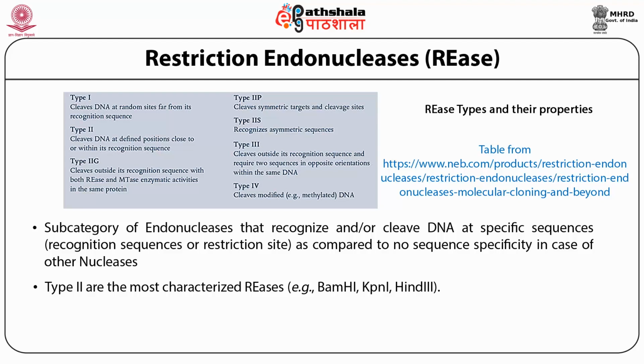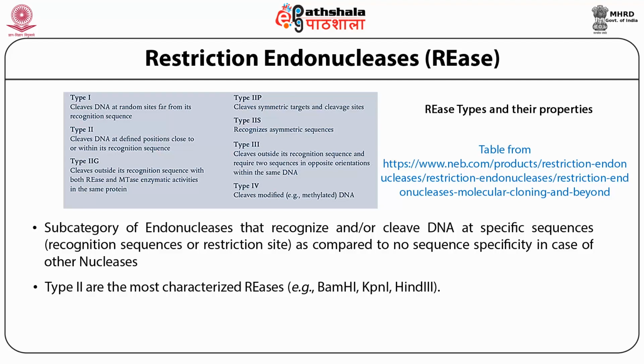While there are type 2 restriction endonucleases, they usually cleave DNA at defined positions close to or within its recognition sequence. Then there is just one more category, type 2G, that is being referred to here. They cleave outside their recognition sequence, with both restriction endonuclease and methyltransferase enzymatic activities in the same protein. There are other categories of type 2 as well; for that you should refer to the module specifically dealing with the restriction endonucleases classification.